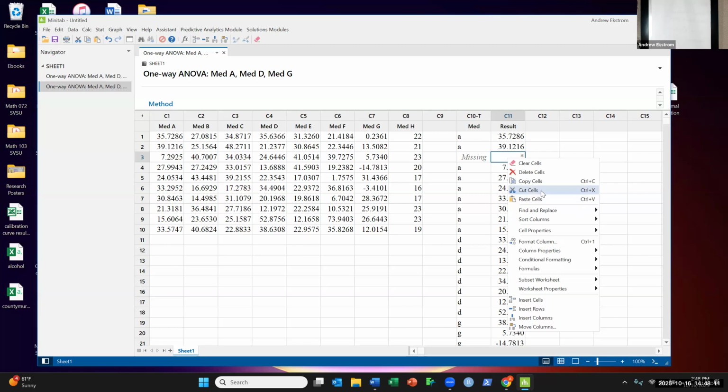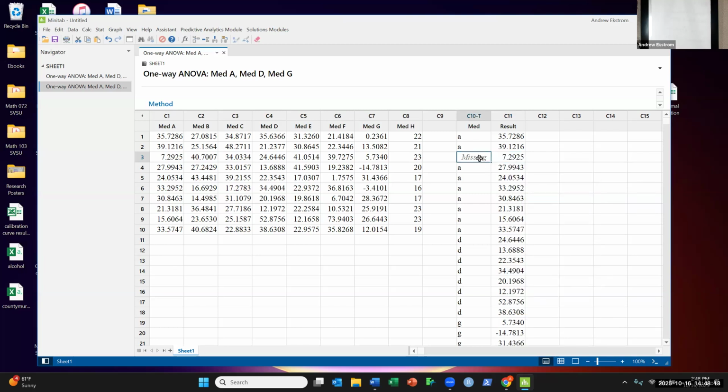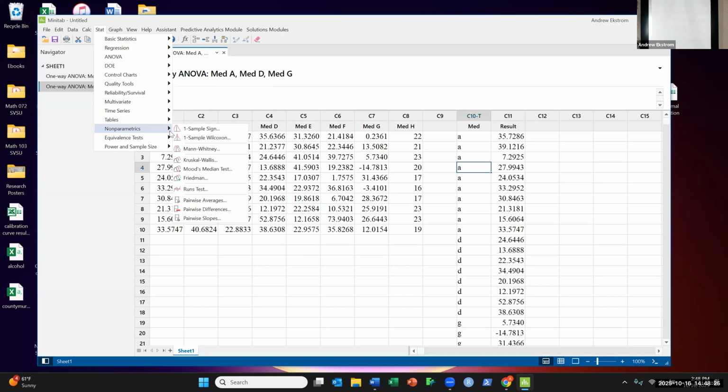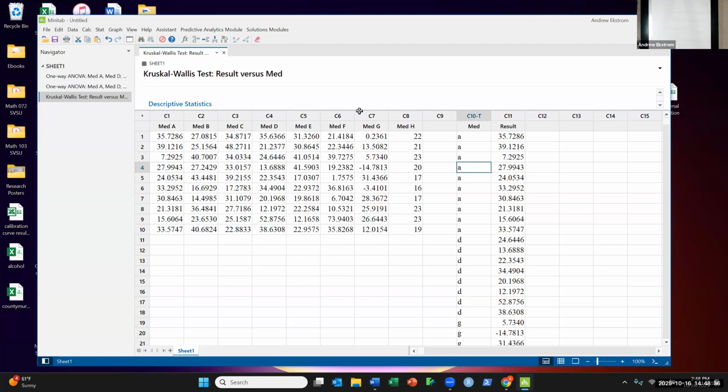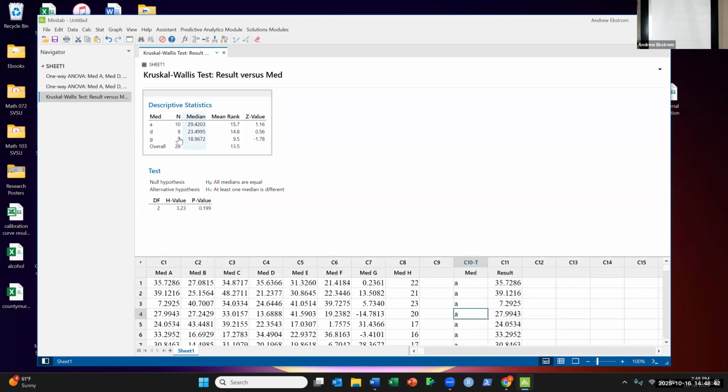Let's see if it happens if I say cut cells. Okay, that brought that up. If I say that's A, so that should be good enough there. Now let's see if this actually makes it work. Depending on the software you use, you can have all these different factors come up. So response is result, factor, med, okay. All right, so a thing did just happen there. So this is telling us the medians for all of our data, the different rankings, blah, blah, blah.